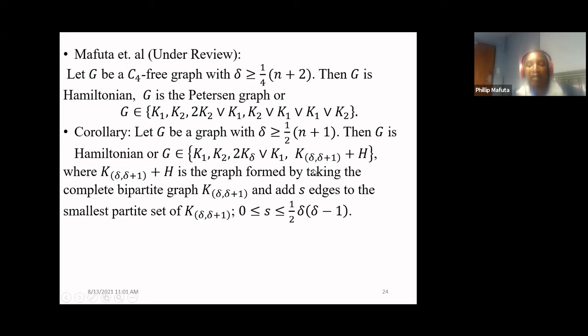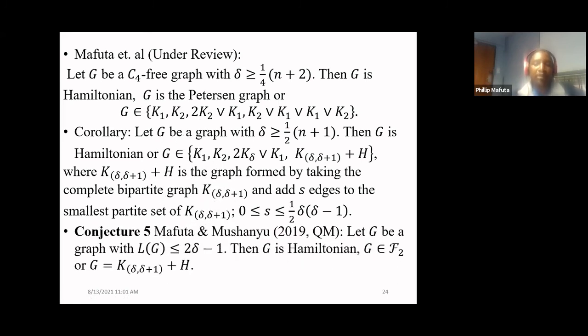The graph K(delta, delta plus one) plus H is described as this. It is formed by taking a complete bipartite graph, you remember us discussing the complete bipartite graph, and adding s edges in the smallest partite set of K(delta, delta plus one), for zero less or equal to s less or equal to half delta times delta minus one. The fraction half delta times delta minus one is coming from the fact that the edges of a complete graph are obtained like that.